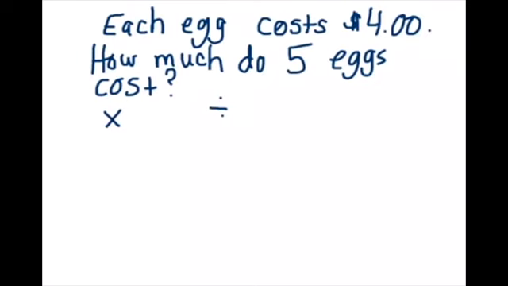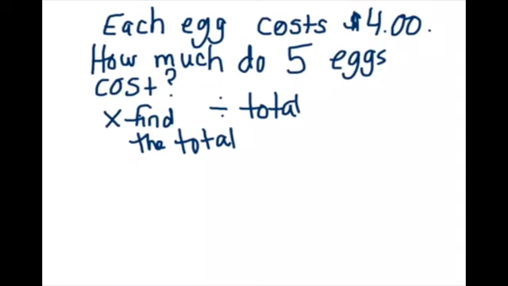Each egg costs $4. How much do 5 eggs cost? I want you to think about that. Do you think it sounds like we'll be multiplying or do you think we'll be dividing? Remember, if I'm dividing, they usually tell me the bigger number or like the total, and then I have to find out like a smaller number within that problem. When I'm multiplying, I have to find the total.